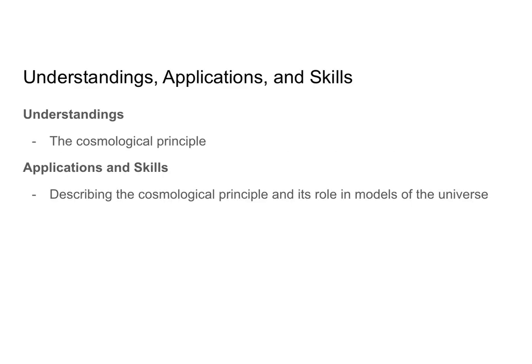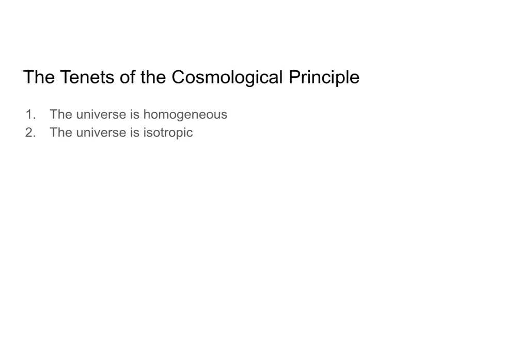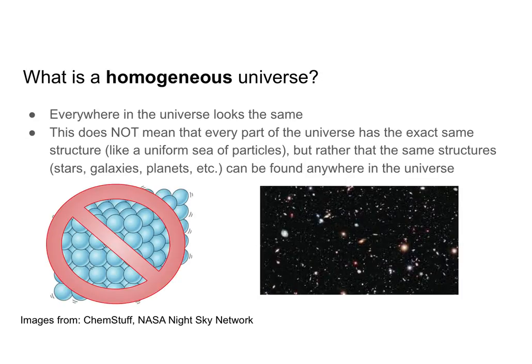So our understanding here is the cosmological principle, and our application and skills. We have one, and that is describing the cosmological principle and its role in models of the universe. Thankfully for you, this is qualitative, not quantitative. So you're mostly just learning some definitions. There are two key tenets of the cosmological principle. First, that the universe is homogeneous, and second, that the universe is isotropic. So let's go ahead and discuss what those two things mean.